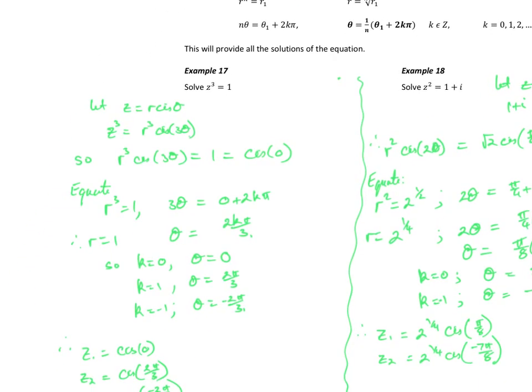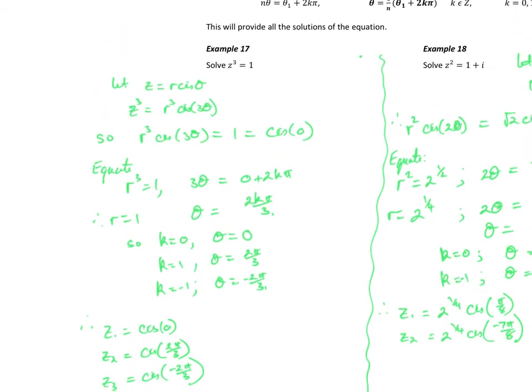So examples, I think, are the best way to go here, so let's have a look. If z cubed is equal to 1, we can write z is equal to r cis theta, which means z cubed is just r cubed cis 3 theta. All good. So I can write r cubed cis 3 theta equal to 1. Now, what is 1 in polar form? Well, that's the same as cis 0, because the point 1, 0 is on the horizontal axis.